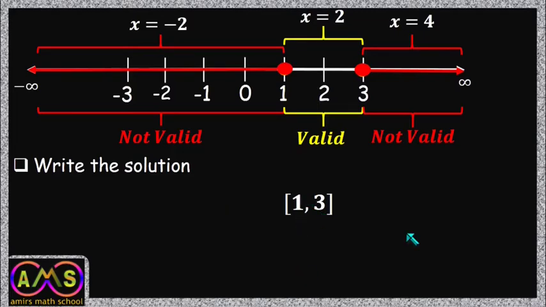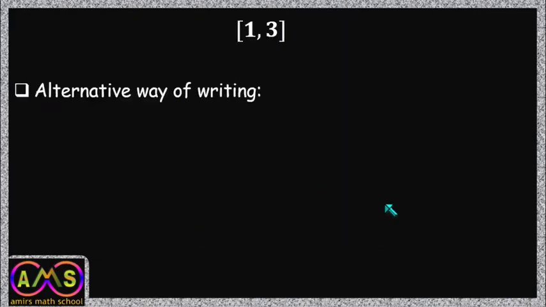The meaning of this bracket is that the boundary value is included. So the solution of this inequality is starting from 1 to the number 3, where 1 and 3 both are included. So this is our solution. We can write it in another way, that is, an alternative way of writing this solution: x belongs to R, 1 ≤ x ≤ 3, that is, x is greater than or equal to 1 and less than or equal to 3.